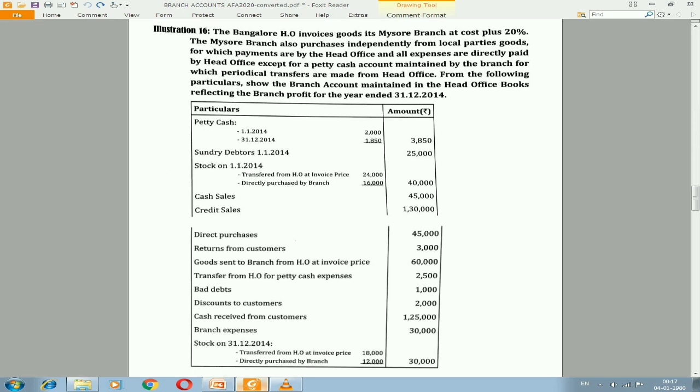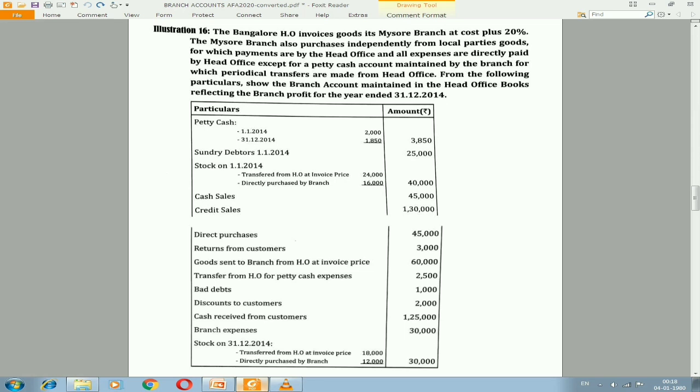The Mysore branch also purchases independently from local parties goods for which payments are made by the head office, and all expenses are directly paid by the head office except for a petty cash account maintained by the branch, for which periodical transfers are made from head office. Please understand this sentence properly.